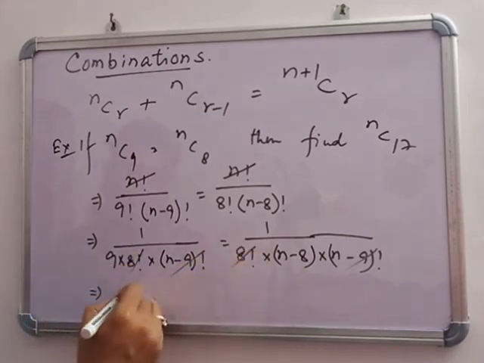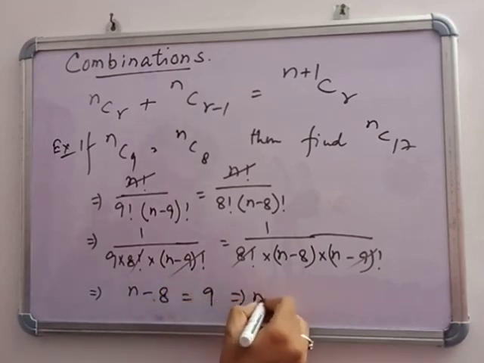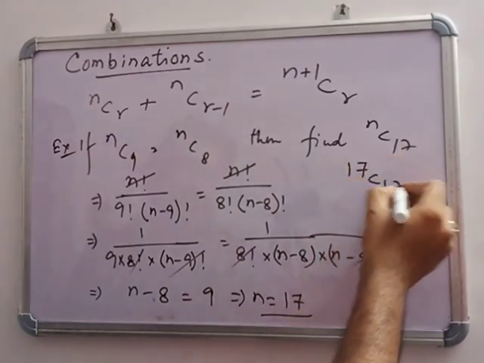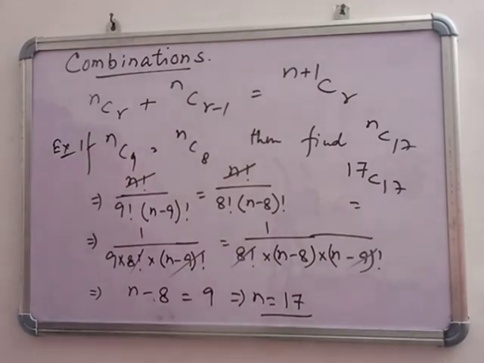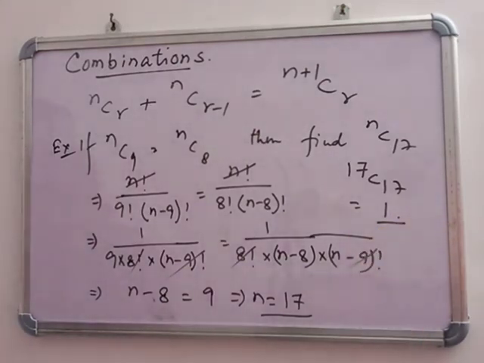So this part is cancelled and this part is cancelled. So we can write here by cross multiplication n minus 8 equal to 9. So n equals 17. That means you have to find the value of 17C17, and you already know that when n and r are equal in combination, then their value is only 1. So the answer is 1 here.